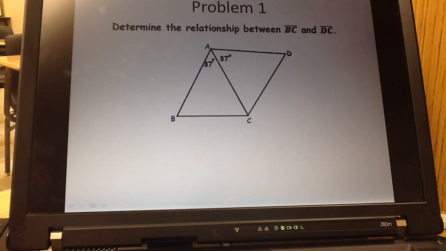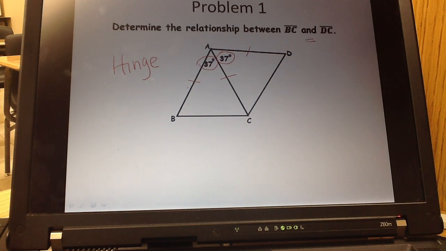Okay. So problem number 1 says determine the relationship between BC and DC. Well, all they've given you here are these two angles. Now the hinge theorem states if you know that the sides are equal and the angle between them, so if they had this marked like this, you would be able to have more information. You could then say that BC is equal to DC.